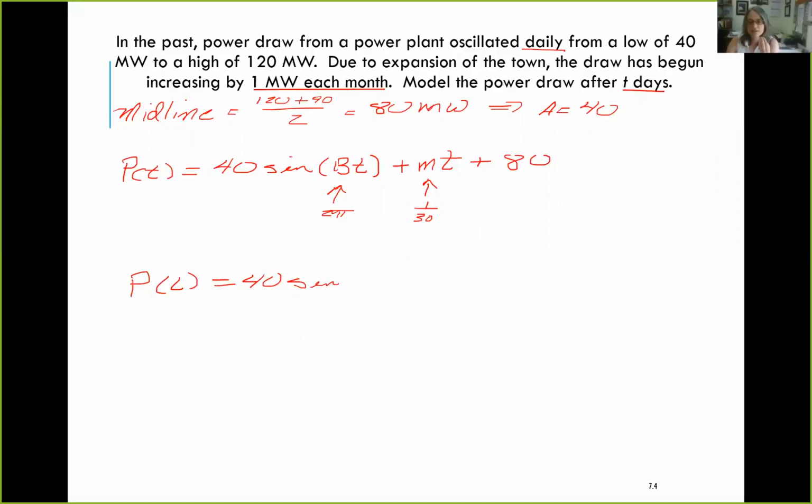at any day is going to be represented by P of T, where T is the number of days from whenever we start, equals 40 times sine of 2 pi T, plus T over 30, plus 80.